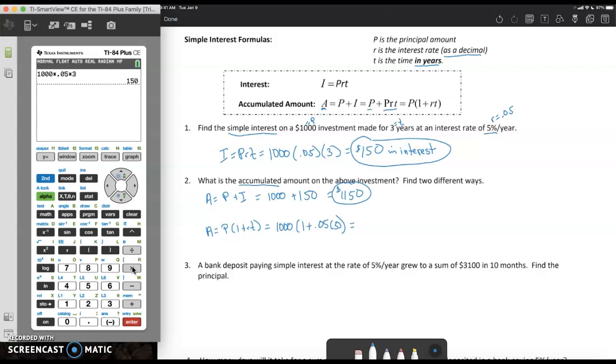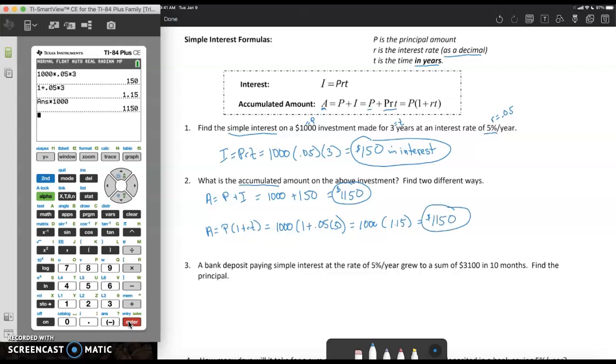If I do that, I'm going to get 1,000 times 1 plus 0.05 times 3, and my calculator will do the order of operations correctly. It'll multiply that first, then add. That's 1.15. And if I take 1.15 times 1,000, I get the same answer.